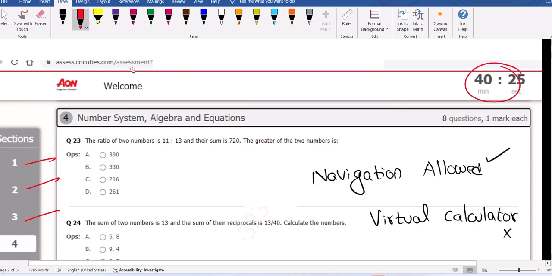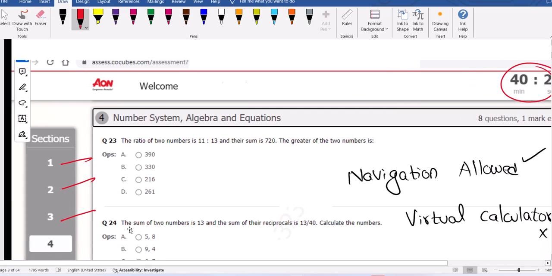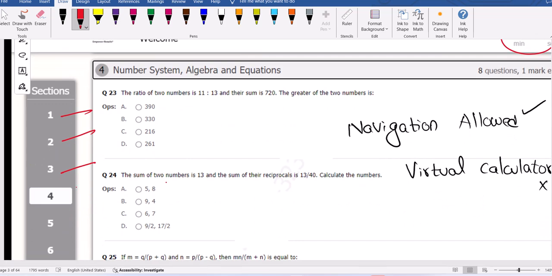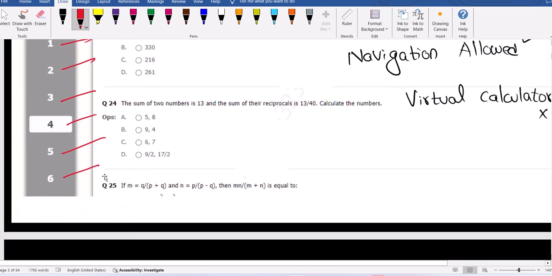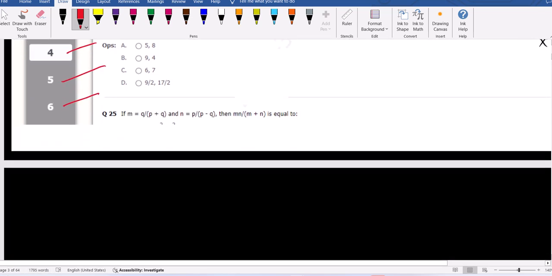Here you can see the cocubes interface. And here you can observe the sections you can move through, from one section to another section like this. And mainly, there is no problem regarding coding or anything, it's not a problem.